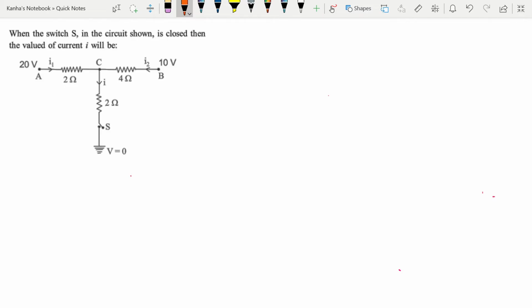Let us take a look at the next question. When the switch S in the circuit shown is closed, then the value of the current I will be given by what? So this will utilize Kirchhoff's laws. Let me say that the value of the voltage at the point C is X. Okay, so I know from Kirchhoff's first rule, the current at the junction, the point C, implies I1 plus I2 is equal to I. So the net current flowing in is the net current flowing out. Now how do I find I1 and I2 and even I?